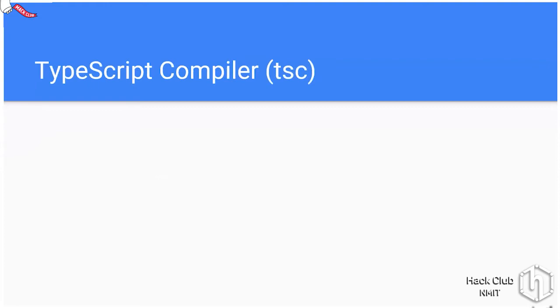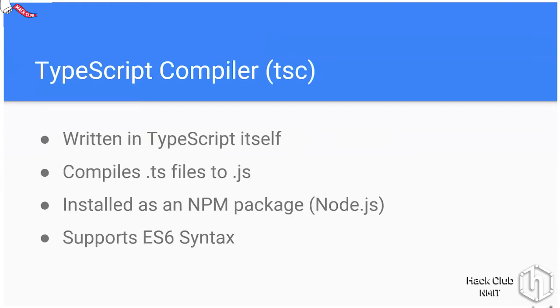Next, we have the TypeScript compiler. As I told you, TSC. As I mentioned, TypeScript files need to be compiled because the browser doesn't read TypeScript. This is done with the TypeScript compiler, which is called TSC. Basically, it takes the .ts files and transpiles them into .js files, and then we can just include those files in our HTML.